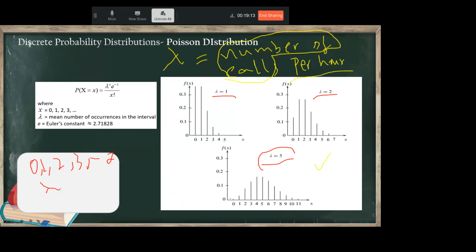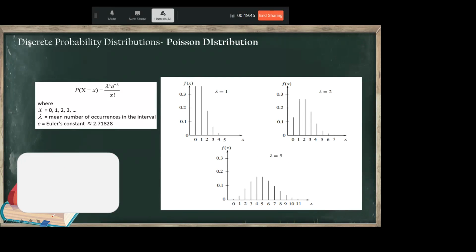And we know that what is lambda? Lambda is number of calls per hour, or number of accidents per hour. So it's an occurrence of an event from a fixed interval, and that's the probability distribution. In this formula, you can see E is Euler's constant, which is approximately 2.7. So if lambda is given, x is given, you can easily find the probability. For example, probability of x equals 2, and lambda is, let's say, 3.